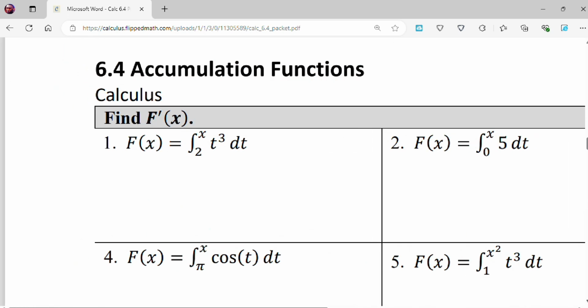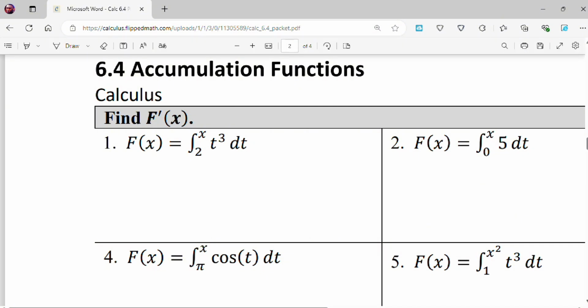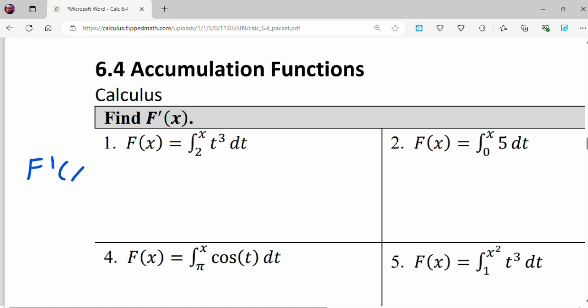Number 1. F of x is equal to the integral from 2 to x of t cubed dt. Okay, so we have to find f prime of x. So if you're finding the derivative of an integral, then you're going to substitute your upper limit, your function, into the integrand, which is everything inside the integral.